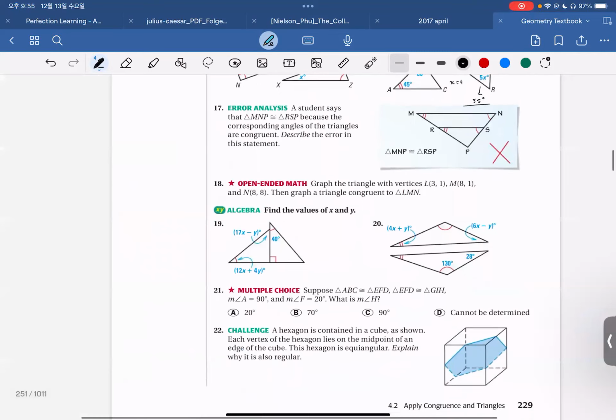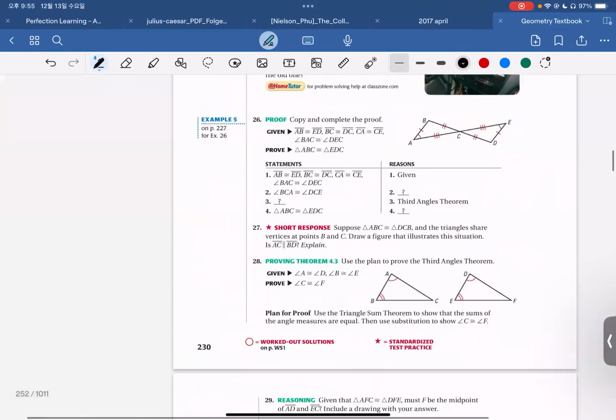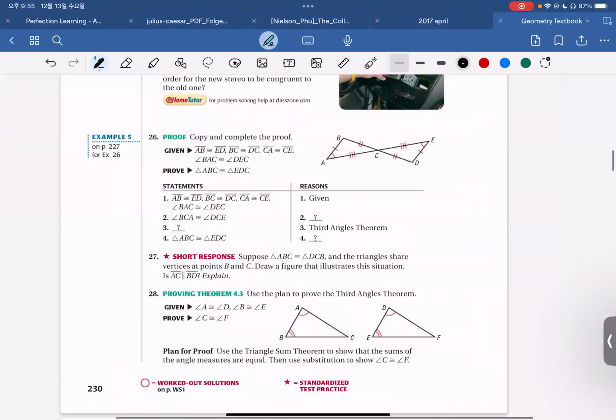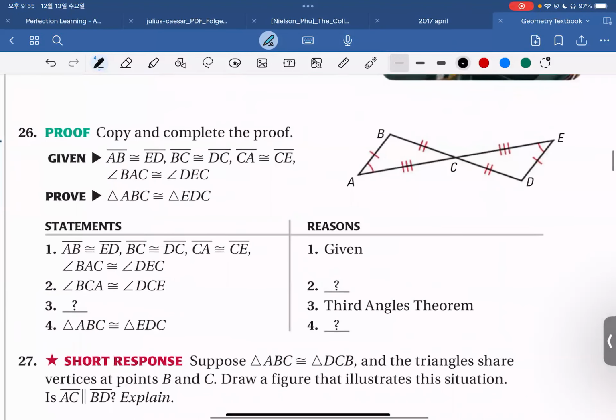Also, these problems are not very difficult, but before we end for today, let's look at one last proof here. What the proof is saying is that AB and ED are congruent, and BC and DC are also congruent, and at the same time, AC and CE are congruent. And here it also gives that the angles BC and CED are congruent. So that would be first the given, right?